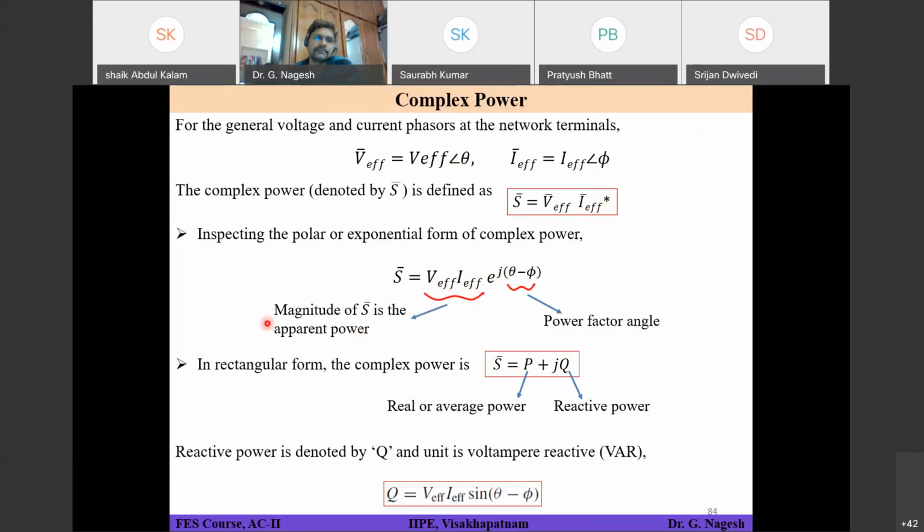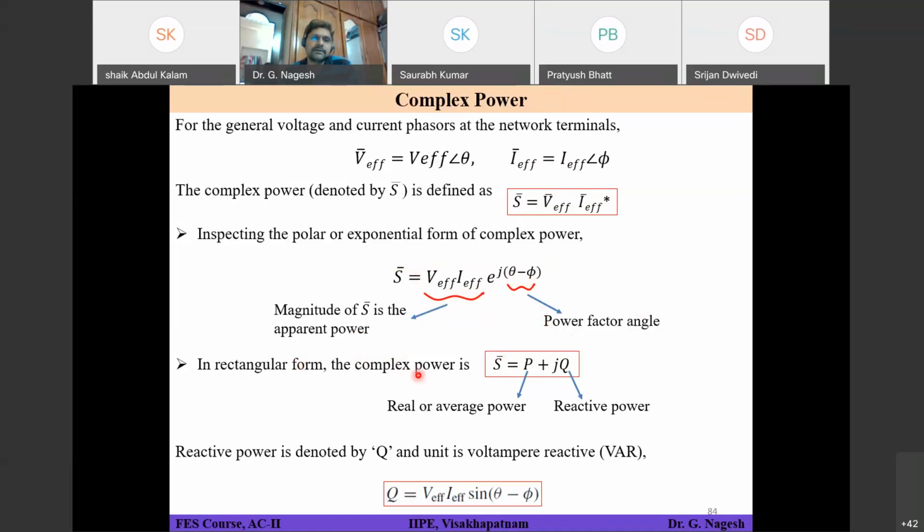Okay, right. So this one, which is RMS value of voltage into RMS value of current, is called apparent power. The magnitude of complex power, which is V effective into I effective, is nothing but your apparent power. And this theta minus phi is nothing but your power factor angle. Correct? So if you represent this in rectangular form, what will that be?